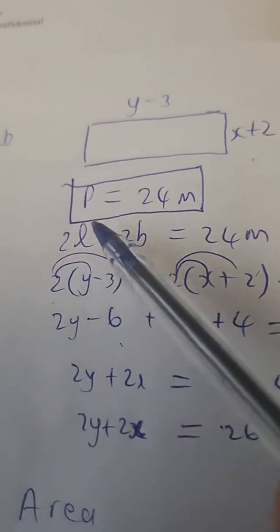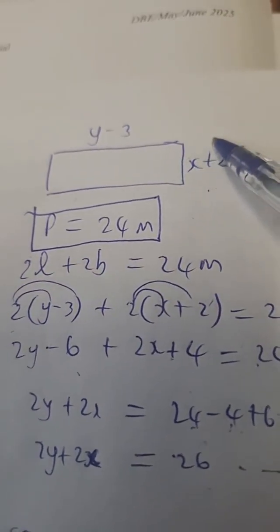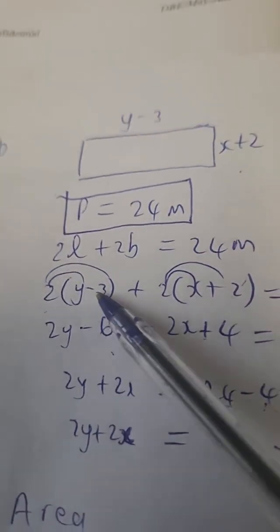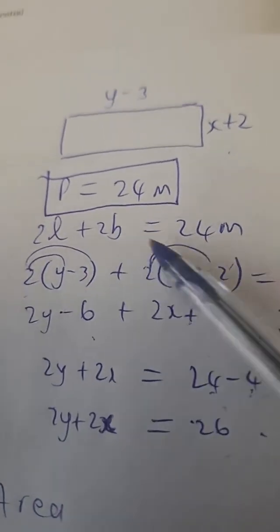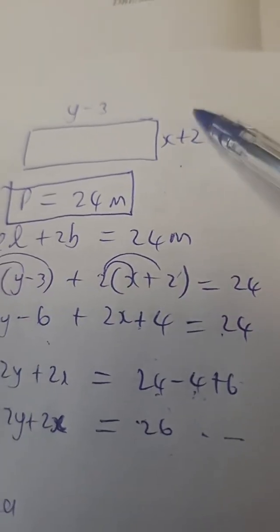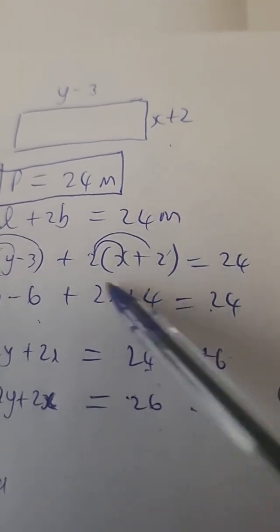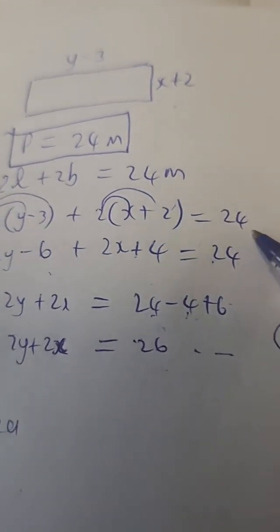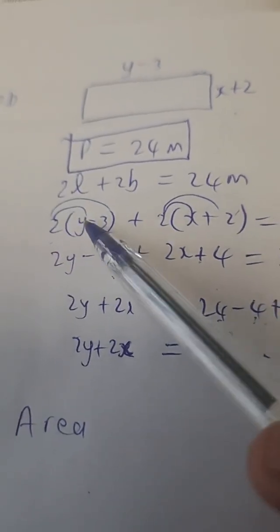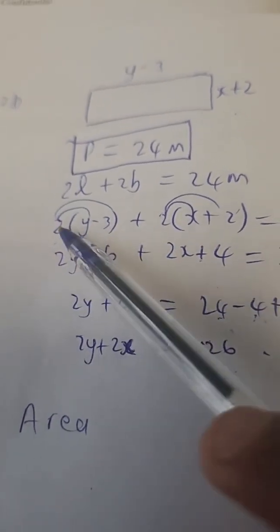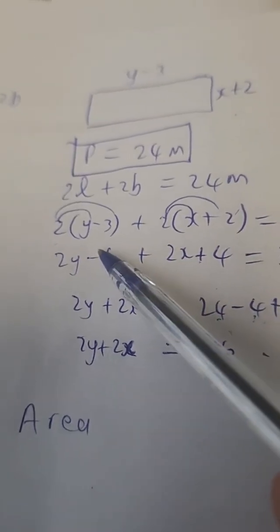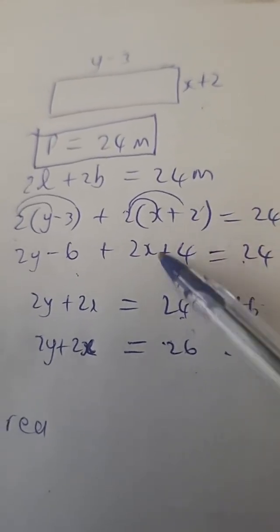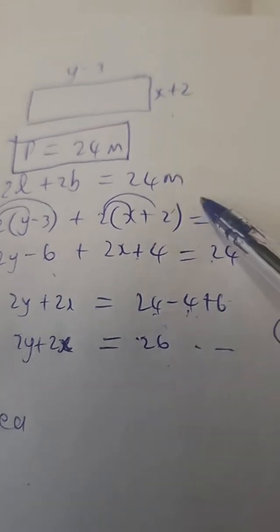Then after that, what can I do? In the place of L, I'm going to substitute my length, which is y minus 3. There it is. I substituted using brackets. In the place of B, I substitute x plus 2. Here is x plus 2. I substitute using brackets. It is equal to 24. So then I say 2 times y, which is 2y, and 2 times minus 3, which is negative 6, plus 2 times x, which is 2x, 2 times 2, which is 4. There it is, equal to 24.